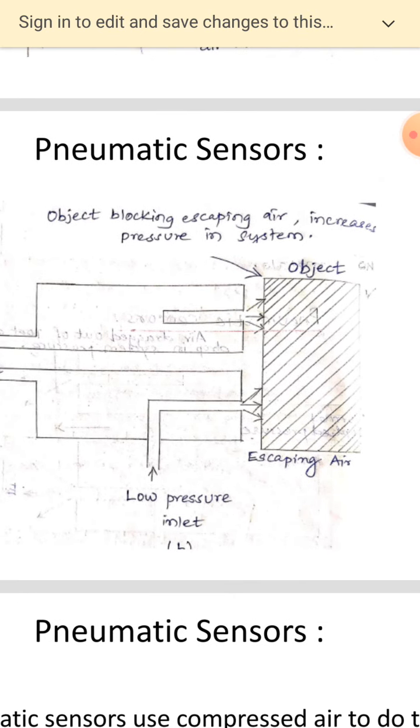So next, same figure, low pressure. Now there is some object near both of these. Then what happens? The compressed air pressure inside this chamber increases because of the blockage. So it is an indication that there is an object present.